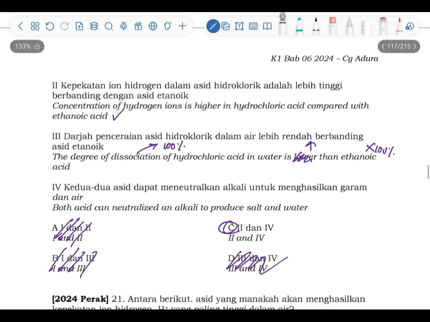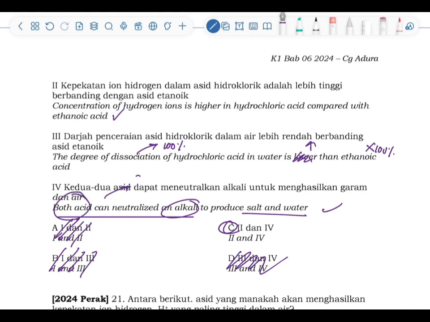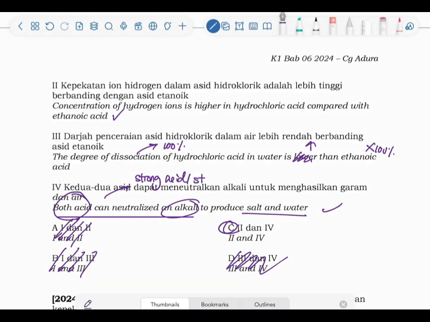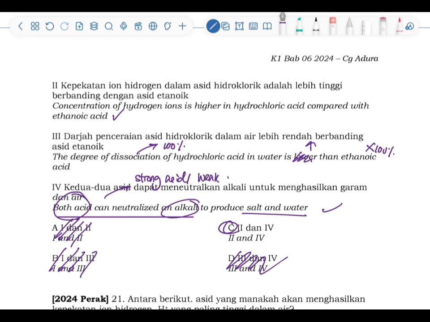So let's look at 4. Both acids can neutralize an alkali to produce salt and water. Yes. So for your information, no matter it is strong acid or weak acid, it can react with the alkali to produce salt and water. It doesn't matter as long as it is acid.